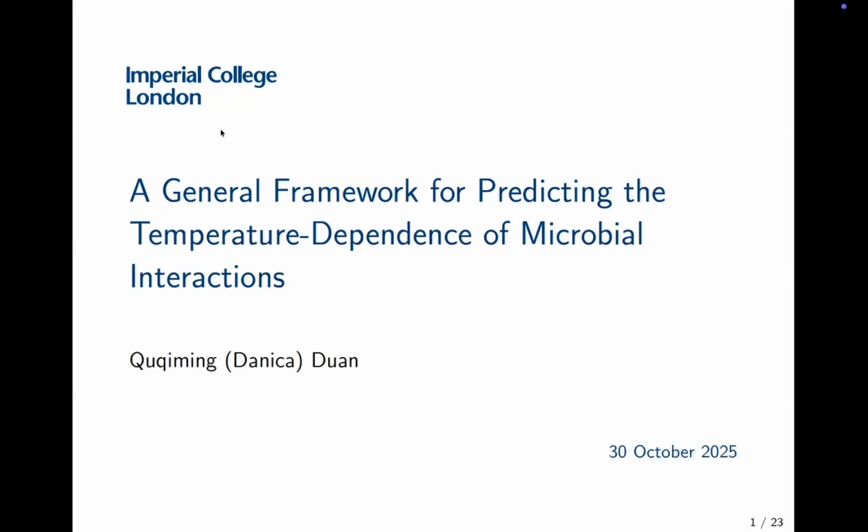So I'm from the Thermal Powers Lab at Imperial College London, and I'll be talking about a general framework for predicting the temperature dependence of microbial interactions. This is the first section of my PhD work, and I would love any suggestions or thoughts on this, and especially if you are empirical ecologists, I would love some data to validate these results.